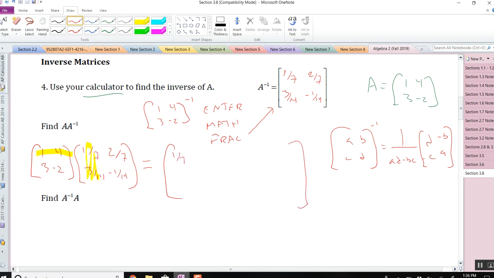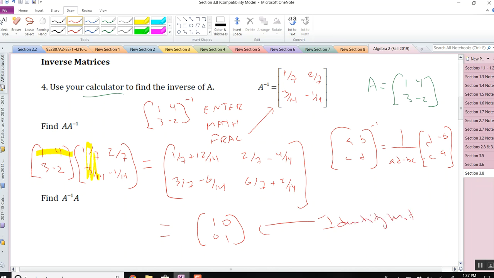You're going to have 1/7 plus 12/14, which actually is 6/7. Then you have 2/7 minus 4/14, which reduces to 2/7. Then you have 3/7 minus 6/14. 6/14 reduces to 3/7. You have 6/7, 2, because remember you have a -2 times -1/14. So when you work it all out, you actually get 1, 0, 0, 1. Oh, look at that. That's the identity matrix.